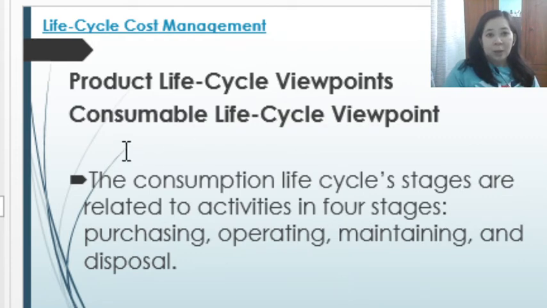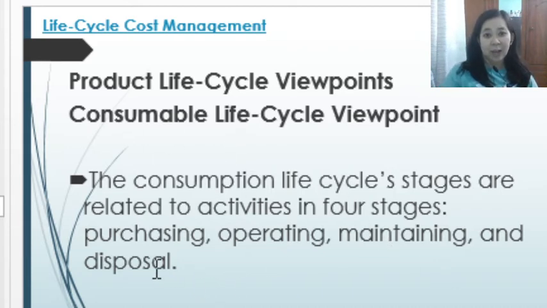Next, what about the consumable life cycle viewpoint? Here, when we say consumable life cycle, these are the stages related to activities in four stages: purchasing, operating, maintaining, and disposal. So this is on the part of the consumer's viewpoint. Again, in the consumable life cycle, the product is still of service to the consumers, so that's why this viewpoint is on the part of the consumers.